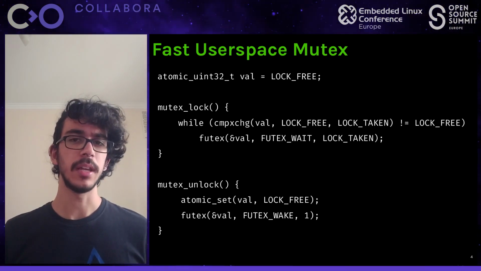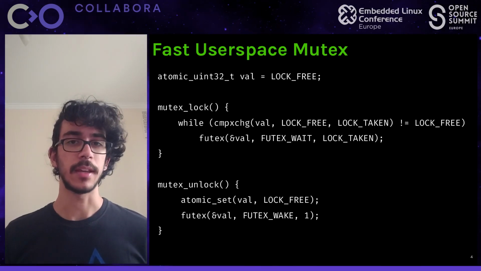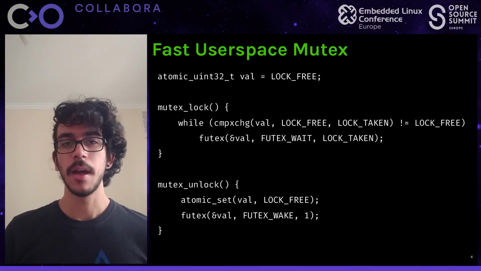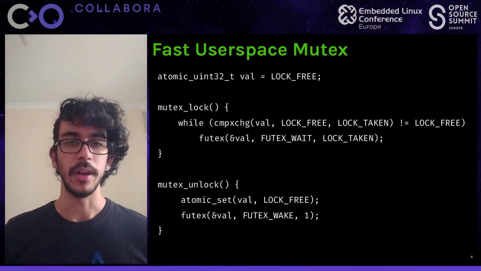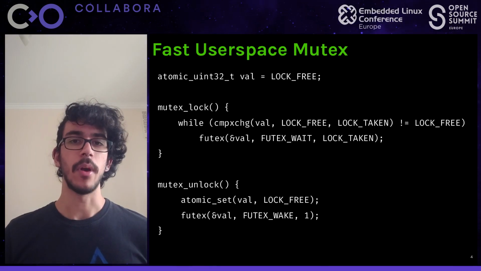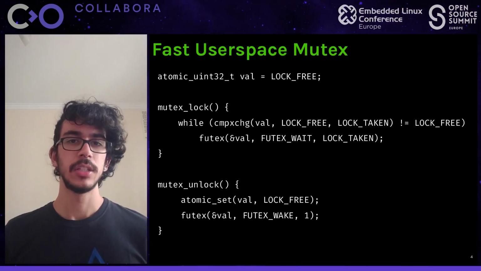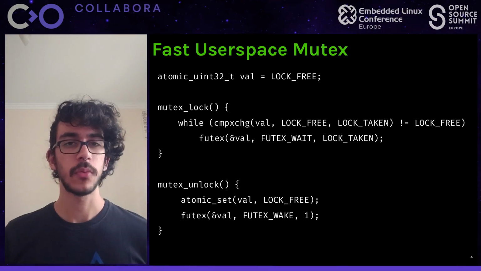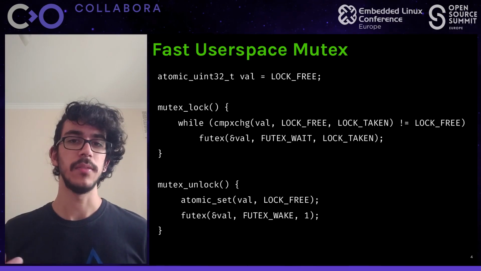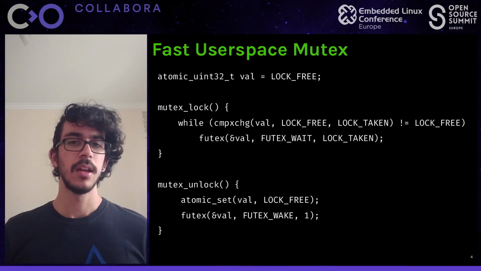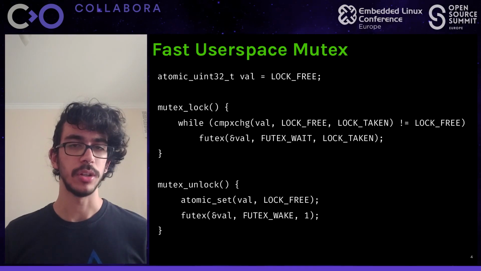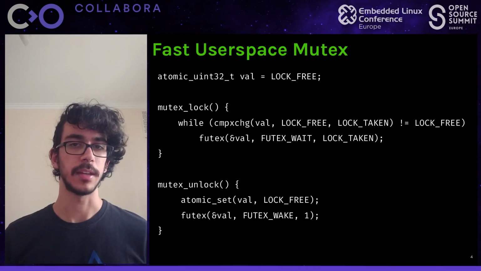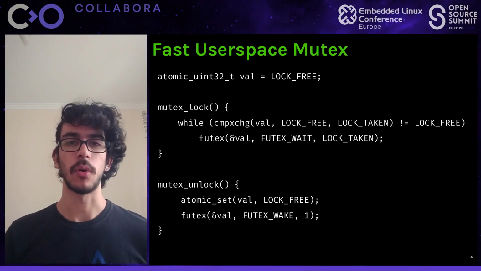And the third argument is the expected value. Here it is lock taken. So what does that mean? For instance, if the value has changed between when you try to do the compare exchange and when you issue the syscall. Since this can happen and we don't want to sleep when the lock is free, the kernel checks before sleeping if you are sleeping on the right conditional, if you are sleeping on the case where the value is lock taken.